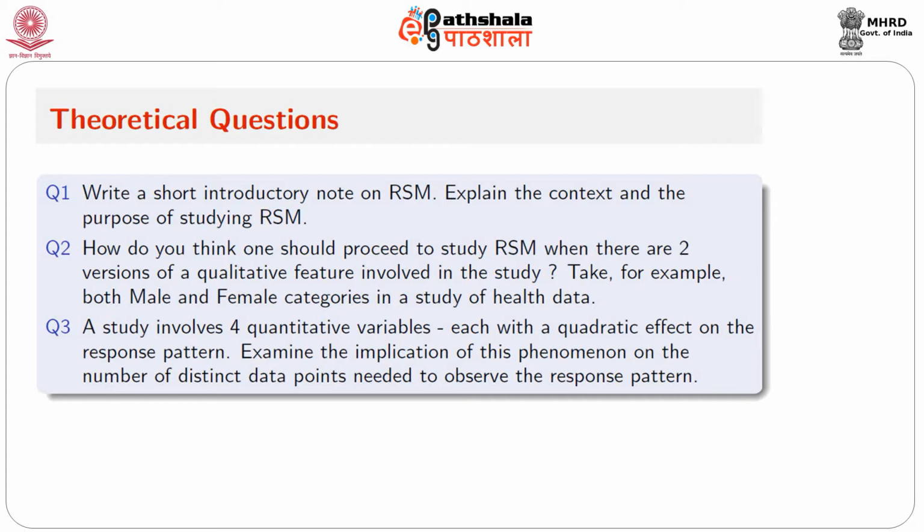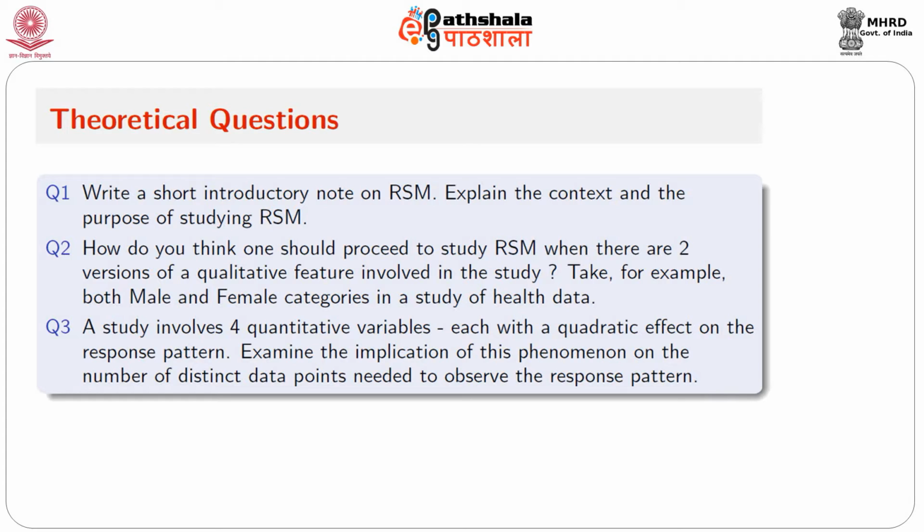Okay. The third question is, a study involves 4 quantitative variables, each with a quadratic effect on the response pattern. Examine the implication of this phenomenon on the number of distinct data points needed to observe the response. Let me explain. So you have the response y, and there are 4 quantitative regressors, each with a quadratic effect. So let the regressors be x1, x2, x3, x4. So you are trying to model y as a function of these 4 regressors. Each one has a quadratic effect.